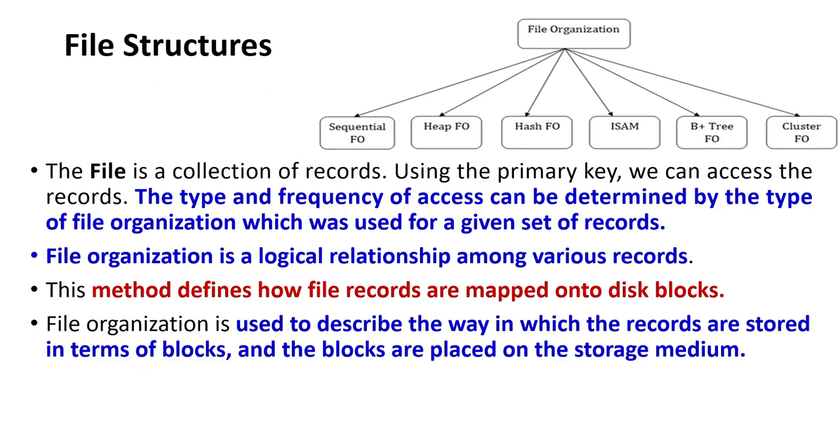This is the file structure. A file is a collection of records using a primary key, and we can access the records. The type and frequency of access can be determined by the type of file organization which was used for a given set of records. File organization is a logical relationship among various records. This method defines how file records are mapped onto disk blocks.